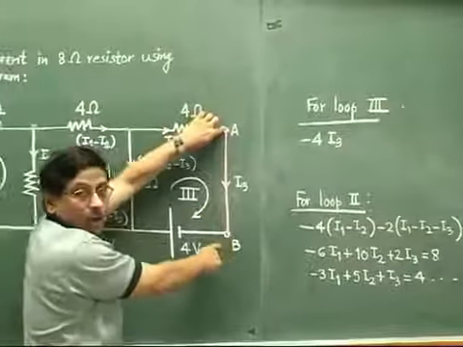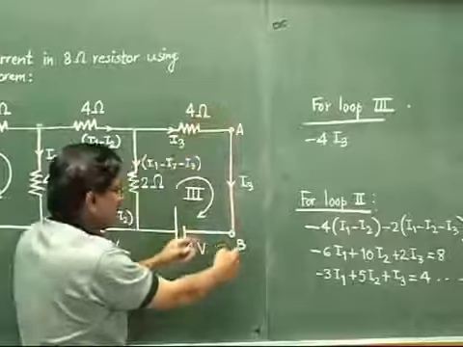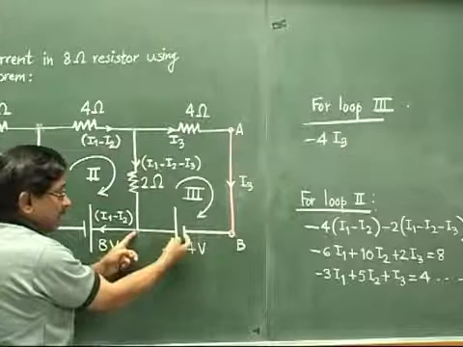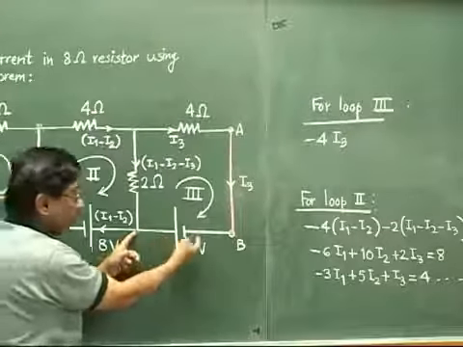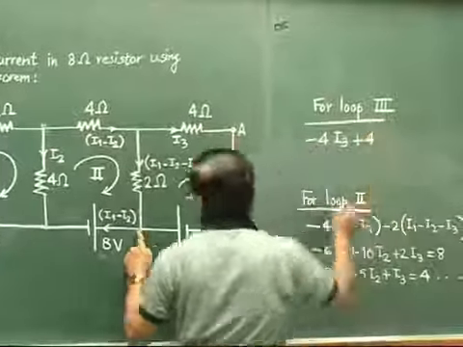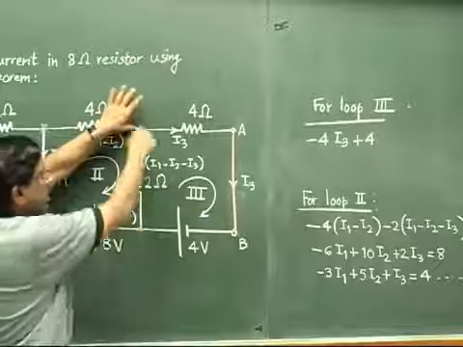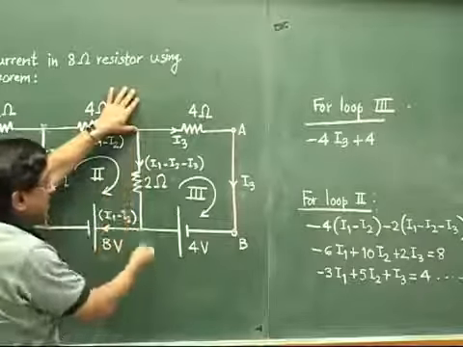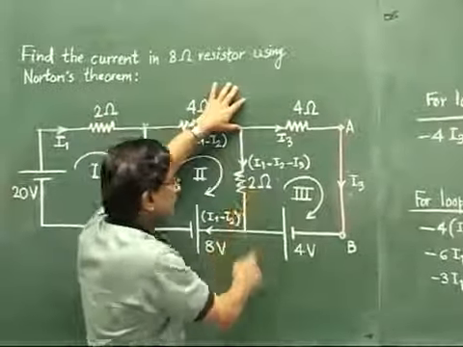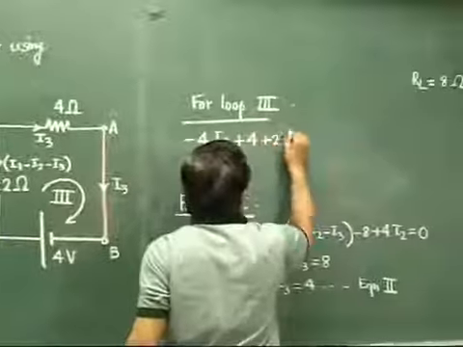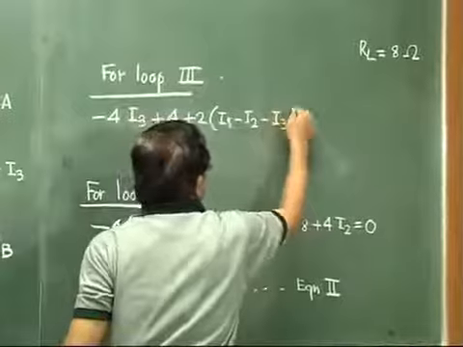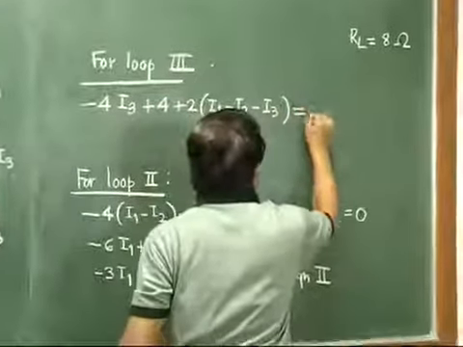Then this to this, no component, so no question of voltage rise or drop. Then B to here. Now see, we are jumping from the negative plate to the positive plate. So from lower to higher potential, so it will be plus 4 here. And then the last term, this point upwards. Now see, we are moving upwards, but the current is coming down. It is coming opposite to us. And so it will be plus 2 times (I1 minus I2 minus I3). And now we have traversed the entire loop, so it will be equal to 0.